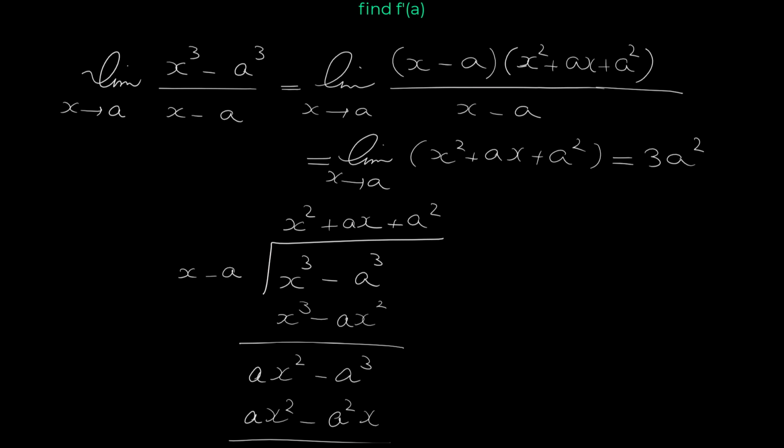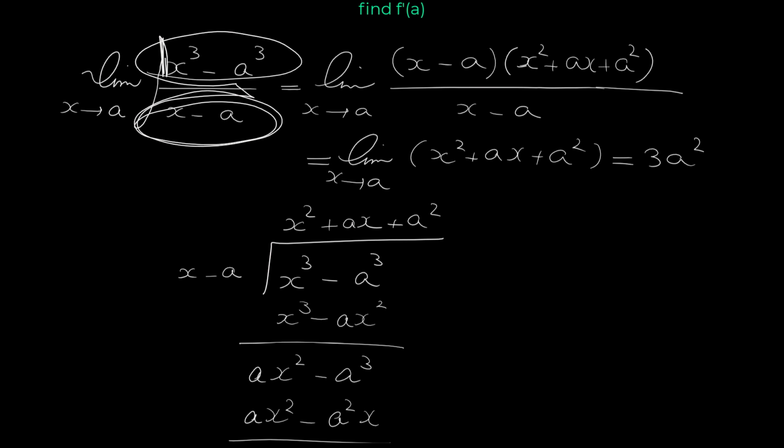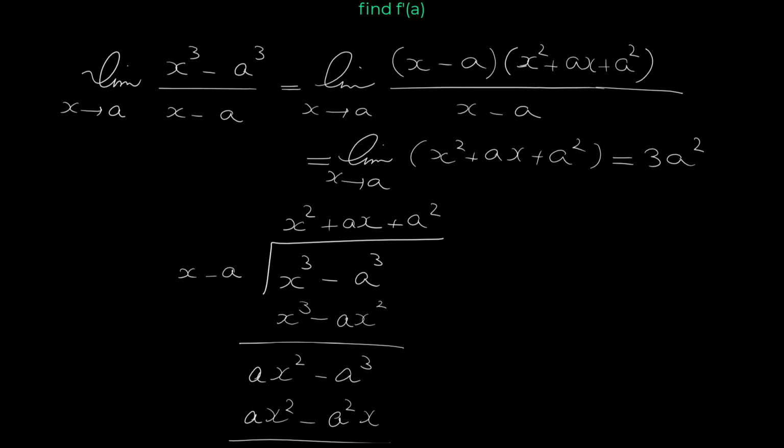And let me show you how you can find this with synthetic division. In synthetic division, if you remember, now let me show you how we can find this. If you want to divide x to the 3 minus a to the 3 by x minus a, attention, first of all, the coefficient of x to the 3 is 1. So we draw something like this: 1, 0, 0, and then negative a to the 3.